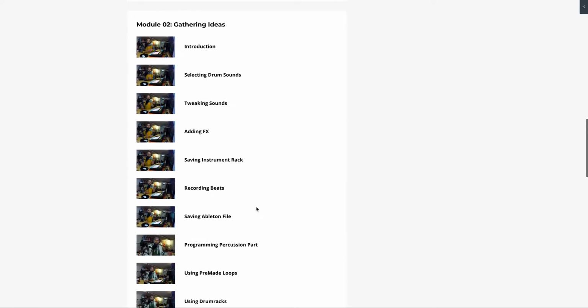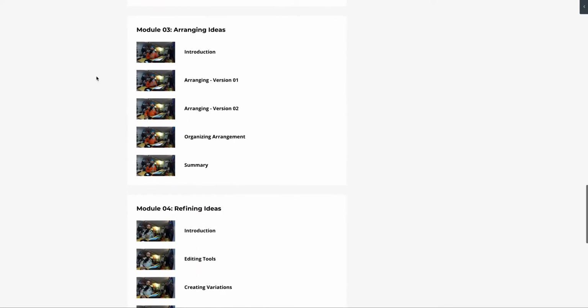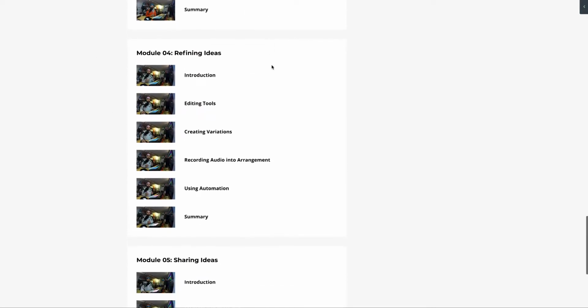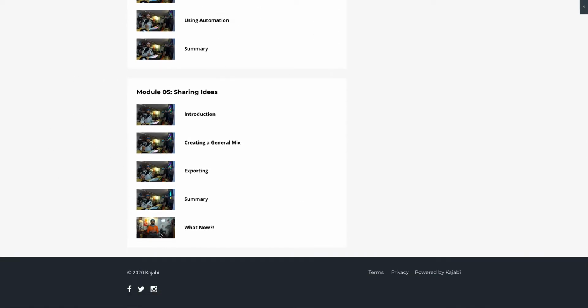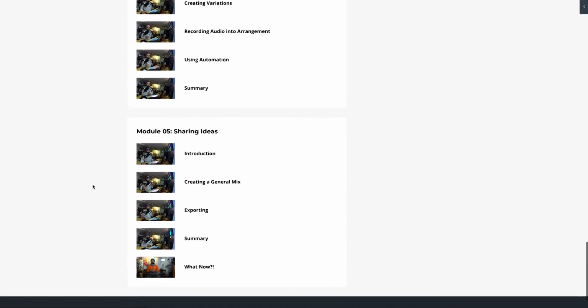And then Module 2 is about gathering ideas. Module 3 is about arranging these ideas. Module 4 is about refining these ideas. And Module 5 is about getting these ideas ready to share with the world.